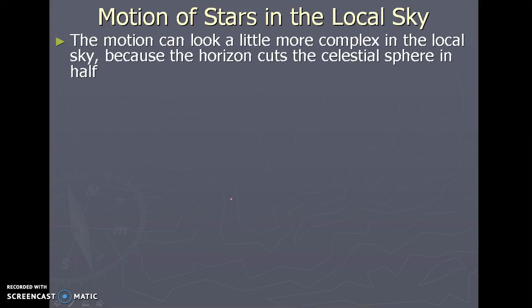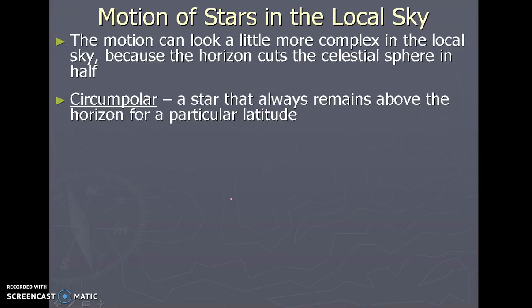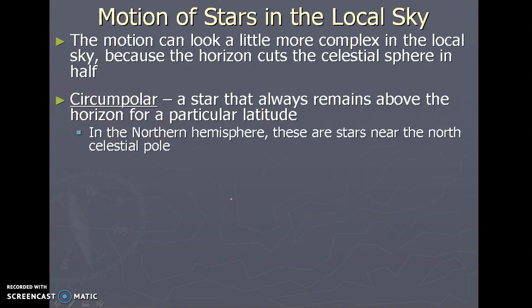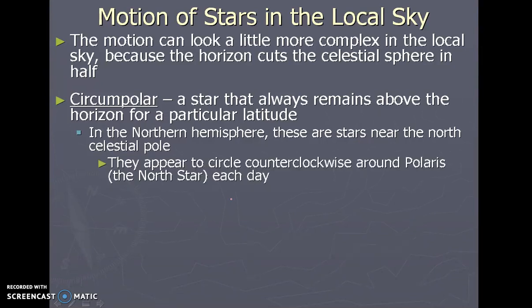Let's talk about the motion of stars in the local sky. The horizon cuts the celestial sphere in half, so it can get a little more complicated. A circumpolar star or constellation is a star that always remains above the horizon for a particular latitude. So it doesn't matter what time of year it is, it'll always be above the horizon. So in the northern hemisphere, those are stars near the north celestial pole, and they appear to circle counterclockwise around Polaris, which is the North Star, each day.